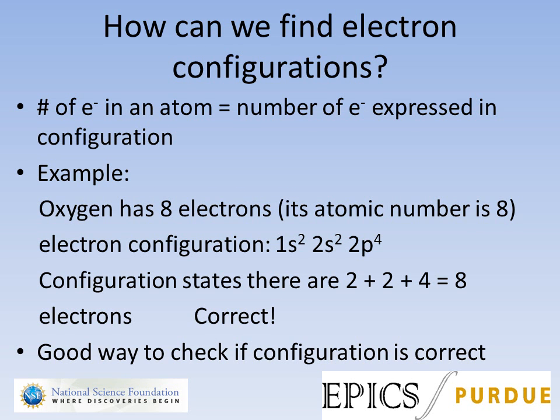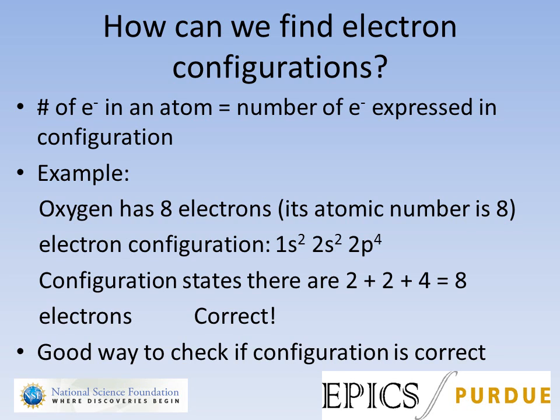So now that we know what the configurations represent, how do we go about determining them? A good starting point is to realize that the number of electrons in an atom is equal to the number of electrons expressed in the configuration, since the configuration is just a mapping of the atom's electrons. Take oxygen, for example. It has 8 electrons.